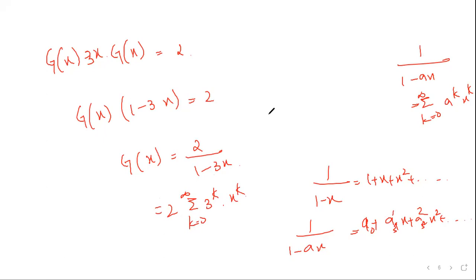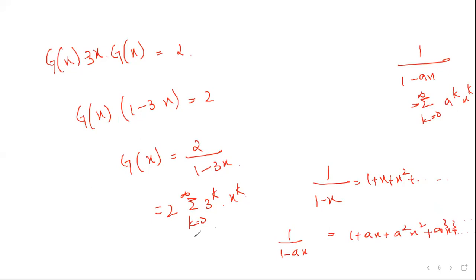Let me just write this clearly. 1 by 1 minus ax is equal to 1 plus ax plus a square x square plus a cube x cube plus and so on up to infinity. So instead of a over here we have 3, so the sum from k is equal to 0 to infinity of 3 power k into x power k. So this can be written as the sum from k is equal to 0 to infinity of 2 into 3 power k into x power k.